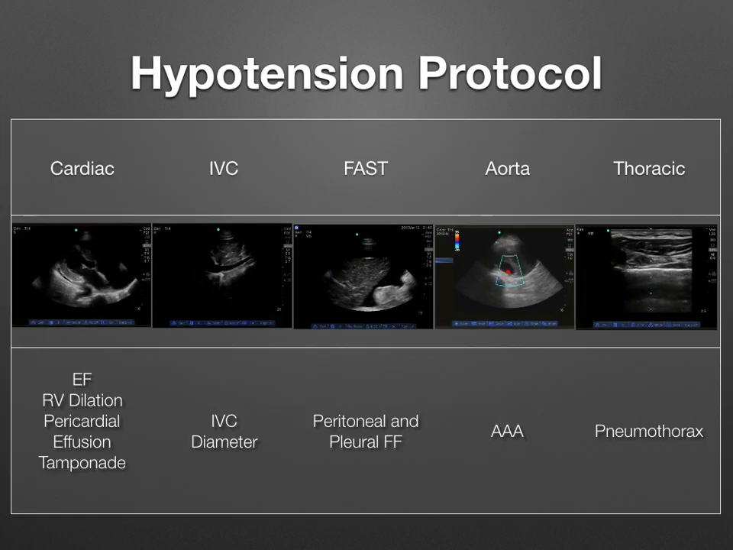So the RUSH protocol involves looking at these 5 exams. We're looking at the cardiac exam for the ejection fraction, looking for RV dilation, looking for pericardial effusion, and specifically looking for tamponade. We're also looking at the IVC for the diameter and the collapsibility to assess for RA pressure. The FAST exam can help you identify peritoneal and pleural fluid, and the abdominal aortic exam can help you identify an aneurysm. And then we also look at the thorax and the lungs to identify a potential pneumothorax.